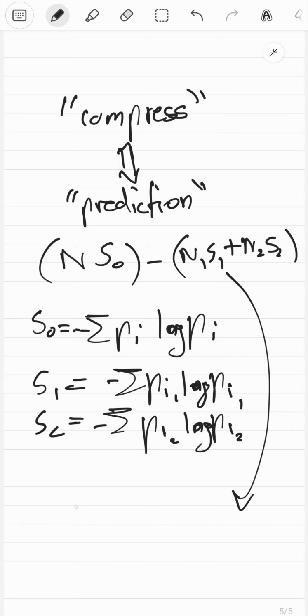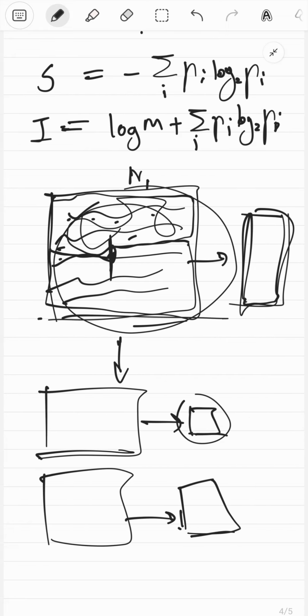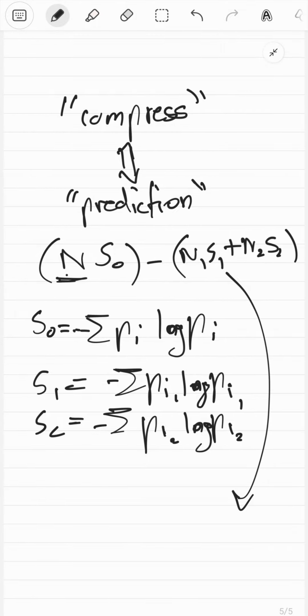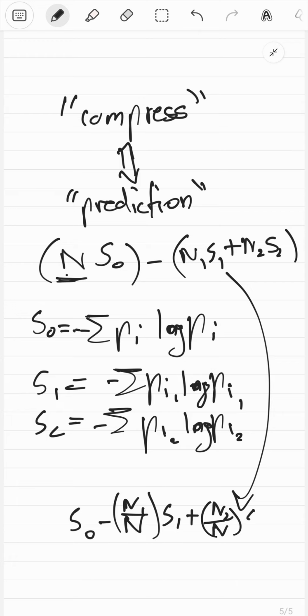So the reduction in the number of bits, you can divide by this whole n and get the expected number of bits required for this whole text file to be compressed. The difference in that expectation would be s naught minus n1 upon n times s1, and so on. This is the reduction, and this thing is called the gain, or the information gain. I'm just going to call it g.